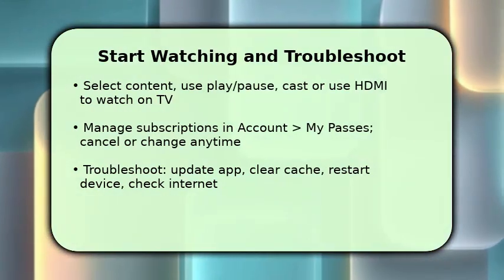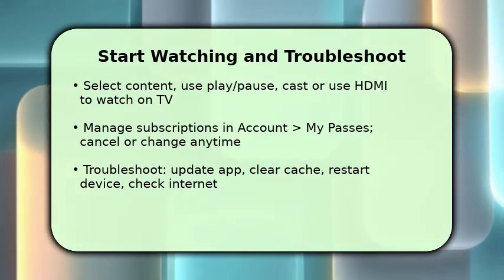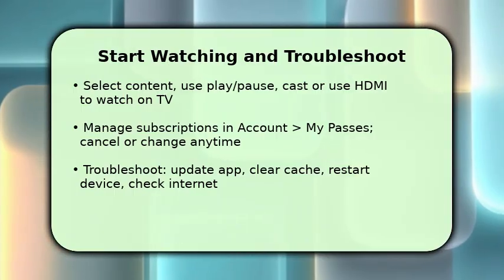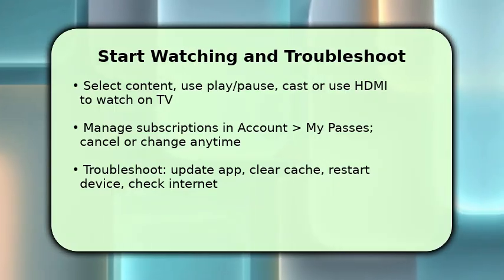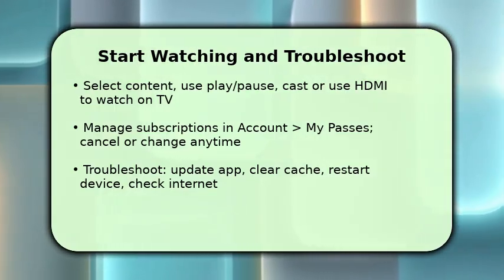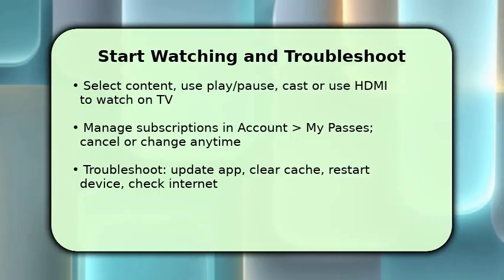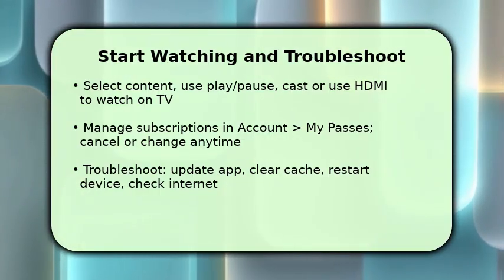Now start watching. Pick a show or movie and press play. Use the scrub bar to jump around and set subtitles or audio from the player. To view on a larger screen, cast from mobile or connect via HDMI. Make sure both devices are on the same network when casting.